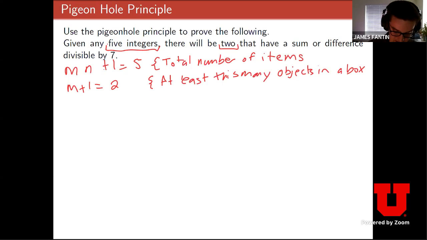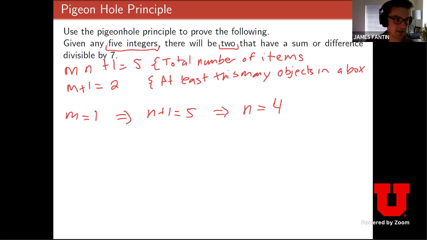And now we've got 2 equations and 2 unknowns, m and n, so we can go ahead and solve for these values. Using n plus 1 equals 2, we know that m is equal to 1. And then when we solve for n in the top equation, we've got m times n plus 1 equals 5, so n is equal to 4.